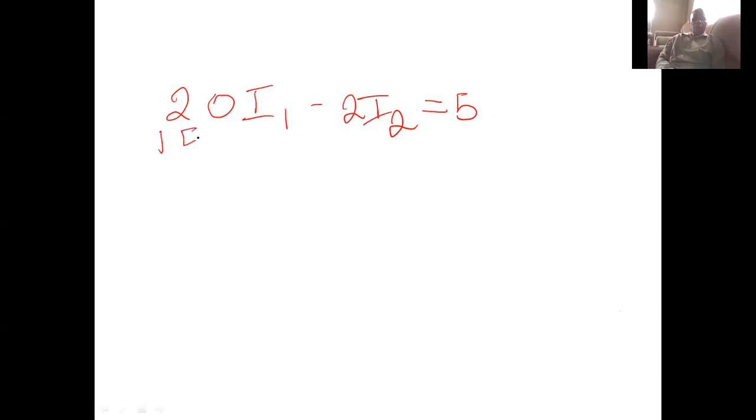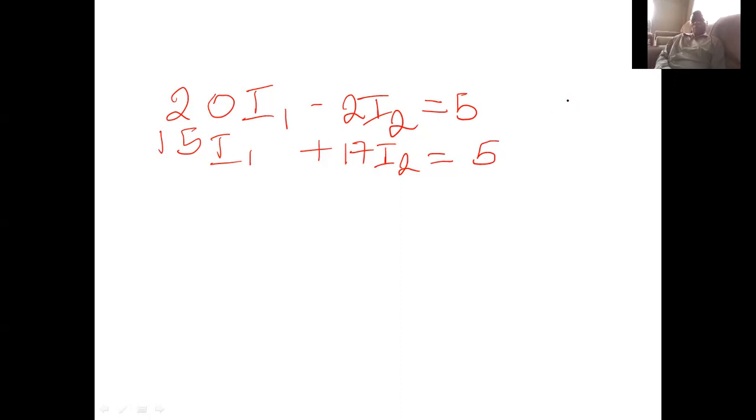We have 15 i1 plus 17 i2, which gives us 5. So we have these two simultaneous equations, which we can now solve.